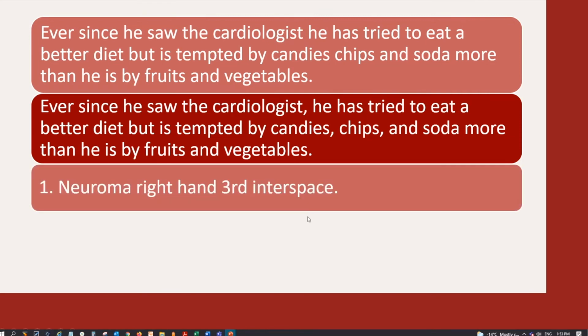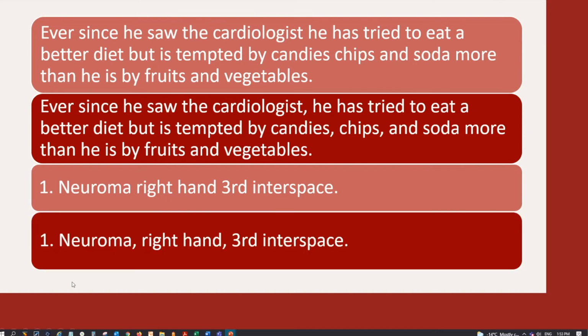Okay, so let's pretend in this case that we've got an impression or a diagnosis, and they say, number 1, neuroma, right hand, third interspace. Neuroma, right hand, third interspace. Okay, so if your diagnosis is neuroma, right hand and third interspace are both pieces of added information about that neuroma. That can be called an appositive, added information about the noun right before.